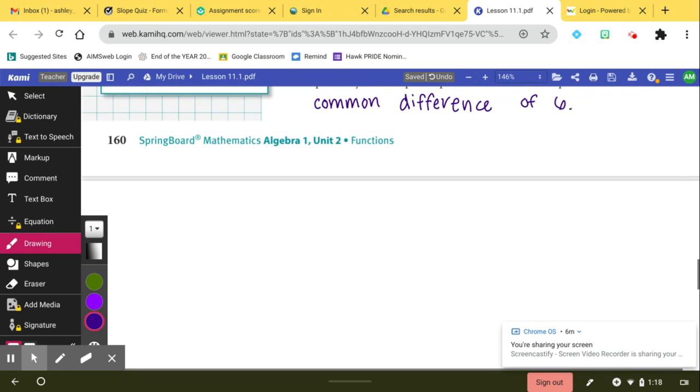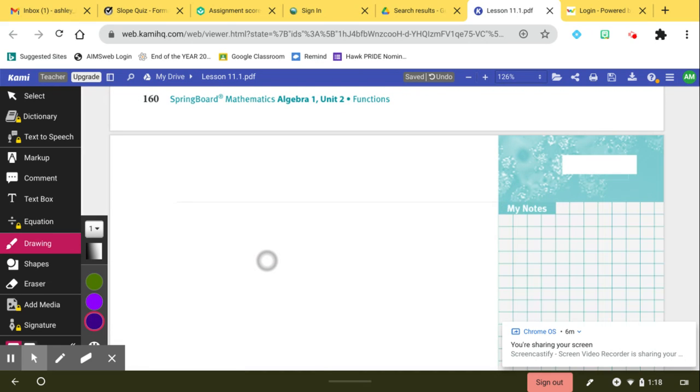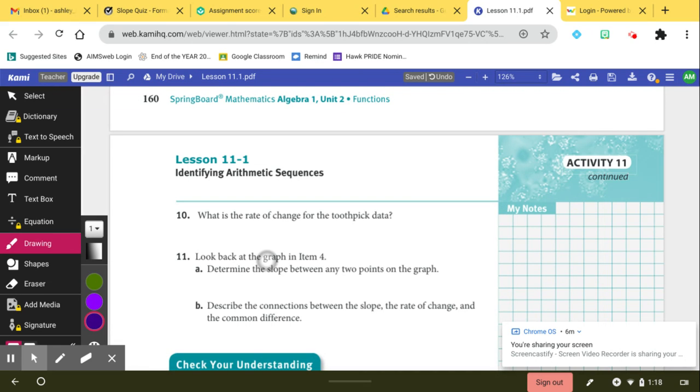Scrolling down. So then it's asking for the rate of change, and it's going to need to load. What's the rate of change for the toothpick data? So remember, rate of change, slope, it's how much it's changing by each time. That would also be 6. So 11a says, look back at the graph in item 4, determine the slope between any 2 points on the line. Well, we increased our toothpicks by 6 for every 1 increase in stage. So the slope was 6.